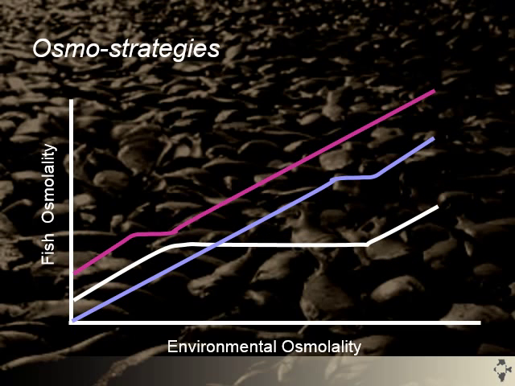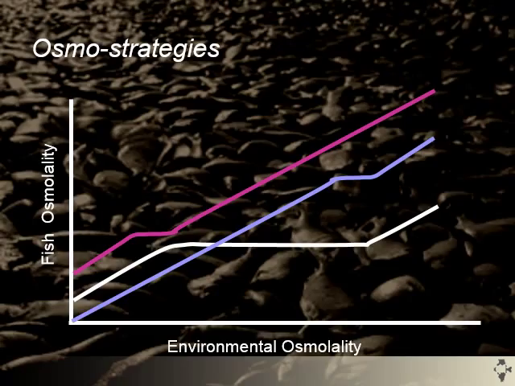So this is generally speaking what these two strategies look like, but it's important to note that there are limits to these strategies. So here we're showing a more realistic graphical depiction of what these strategies might look like. The white curve represents what's referred to as a euryhaline fish. Euryhaline is from the Greek euri, meaning wide or broad, and haline referring to salt or salinity. So a euryhaline fish can tolerate a wide range of environmental salinities.